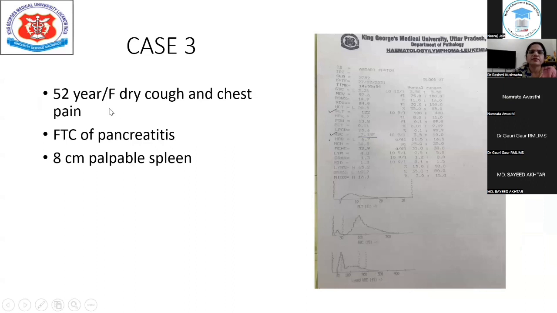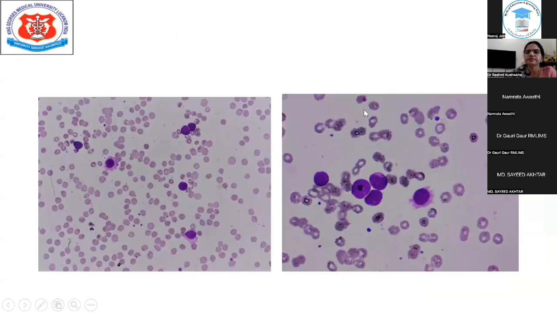This is the third case, a 52-year-old female with dry cough and chest pain. She was a follow-up case of pancreatitis and had an 8 centimeter palpable spleen. WBC count was almost in the normal range, 7,400. Platelet counts were normal. This is the smear.